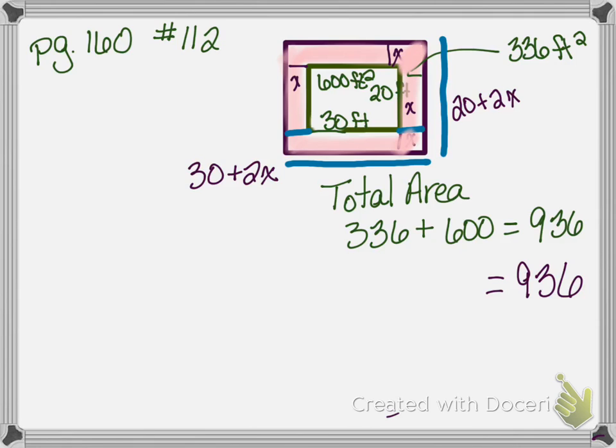Now I'm going to change this. Instead of writing 30 plus 2X, I'm going to write 2X plus 30. I just think for me, that's going to make it easier to FOIL. Then instead of writing 20 plus 2X, I'm going to write 2X plus 20. Okay? And now I'm going to FOIL.